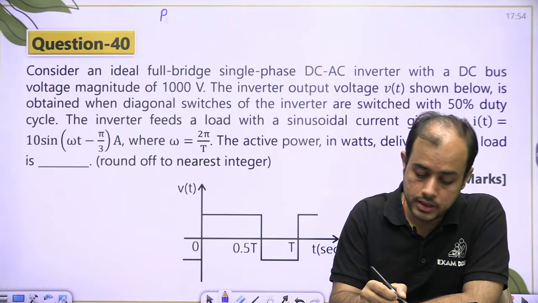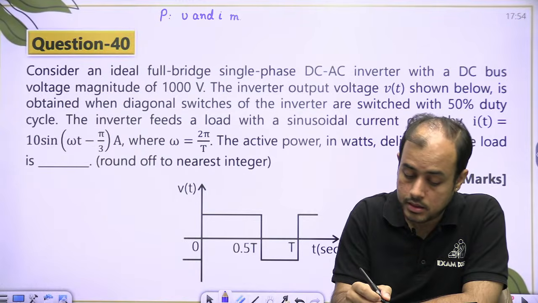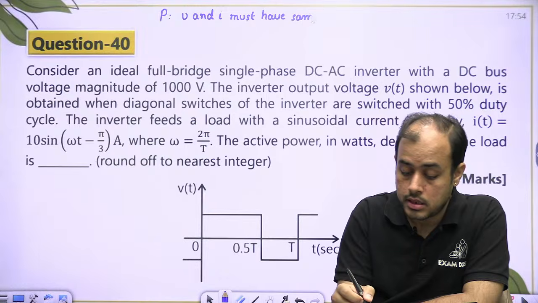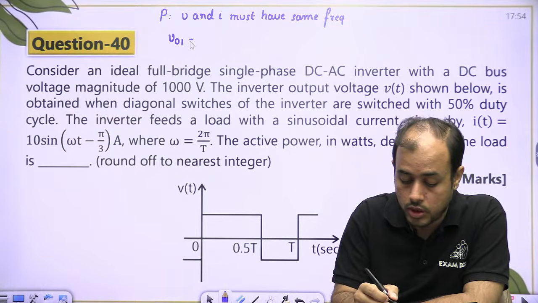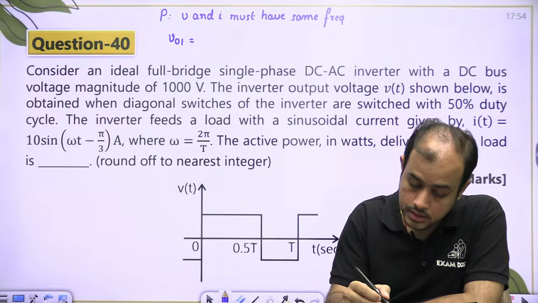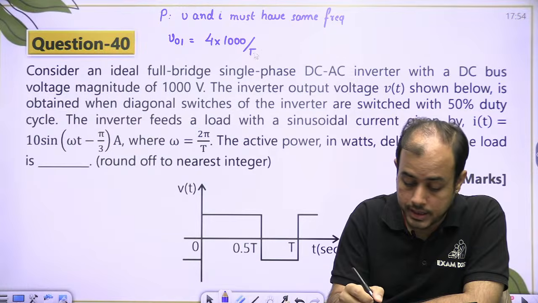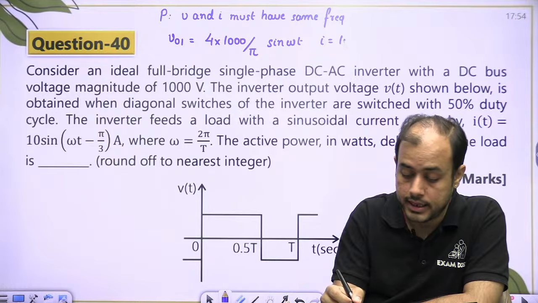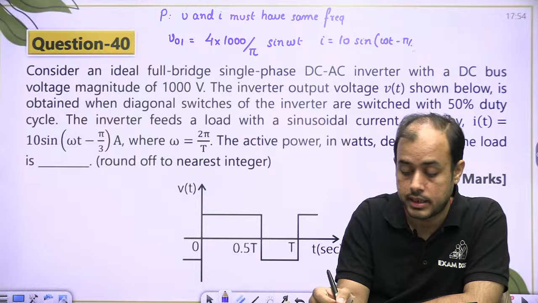देखो बेटा, for power, E and I must have same frequency. Now, when current is given as fundamental, what is V naught 1? 4 into 1000 by pi sin omega t. Current will be 10 sin omega t minus pi by 3.